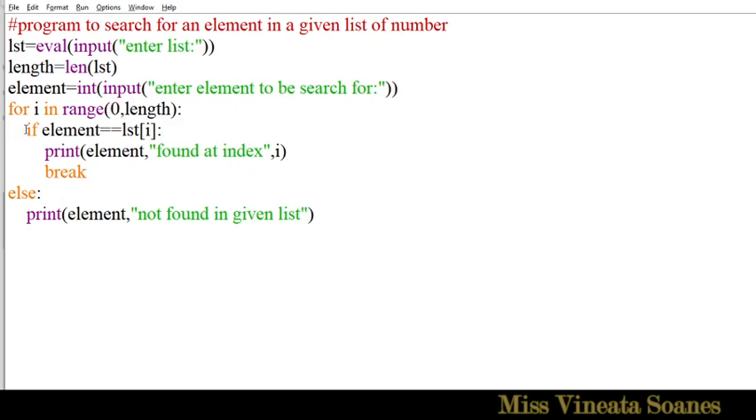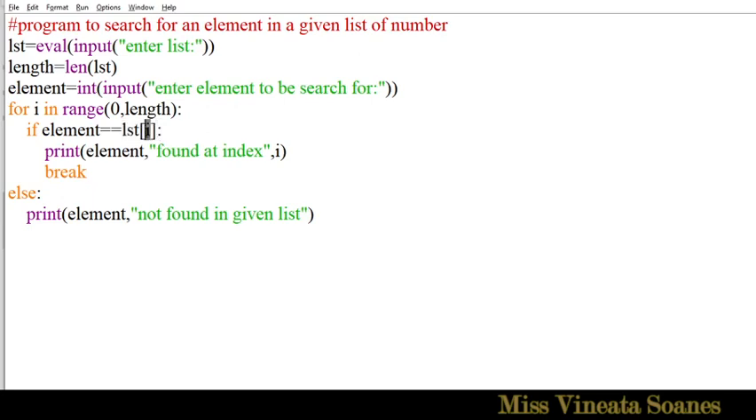Then next, you simply use the if statement, and you say if the element that they have entered, suppose in our example they've entered 6, then 6 is stored in element. So you simply have to check for equality with each value inside the list using i.